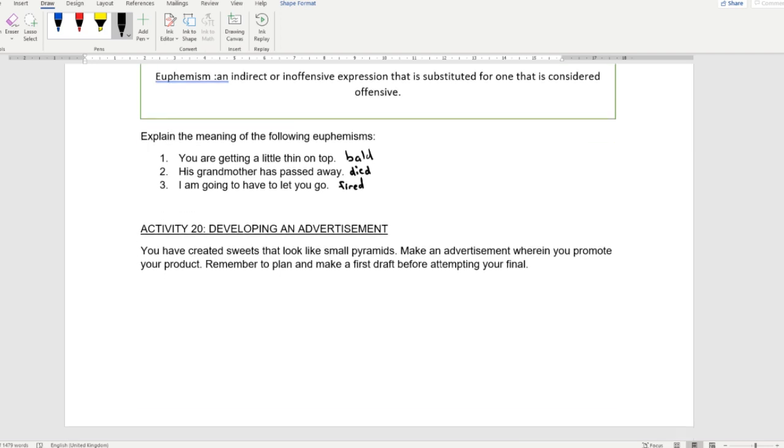Now, activity 20 is just asking you to develop an advertisement. Remember, here I'll just quickly list to you. You've got AIDA. You should know what they mean. The A is for attention, the I for interest, D for desire, and the last A is for action. Now, whenever you want to make an advertisement, you can think of the first 3 as being very important to help you in creating an advertisement.